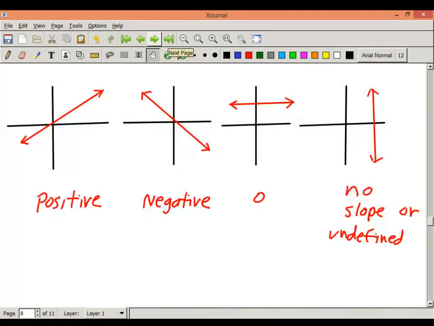this drawing here. If your line rises to the right, it has a positive slope. If your line falls to the right, it has a negative slope. If your line is straight horizontal, it has a slope of 0. If your line is vertical, it has no slope, or we say undefined slope.